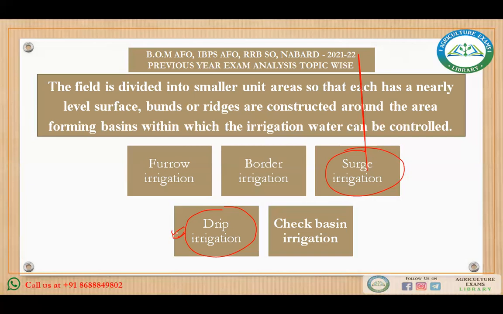Regarding drip irrigation, many times questions have been asked. This time in the IBPS and Bank of Maharashtra AFO exams, a question was also asked. Drip irrigation is also known as trickle irrigation, and it is the latest method of irrigation. It has the highest water use efficiency, about 95%. But the question here is asked regarding the check basin irrigation method, which is the most common method.